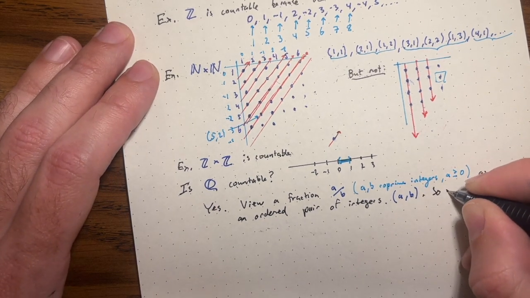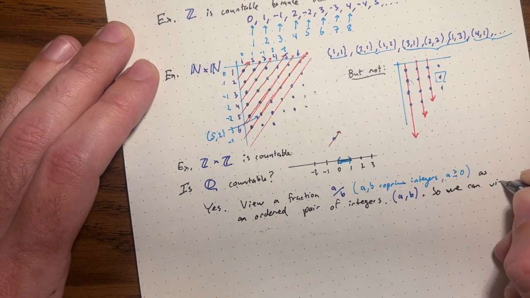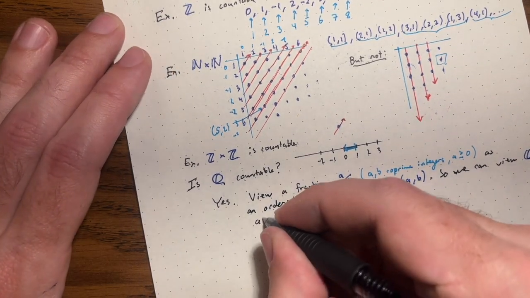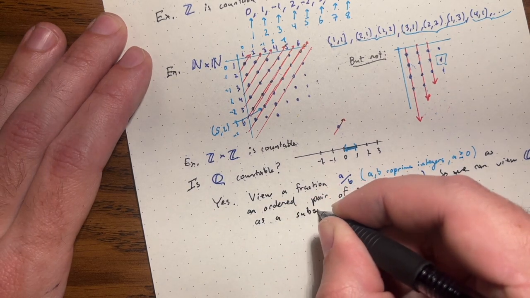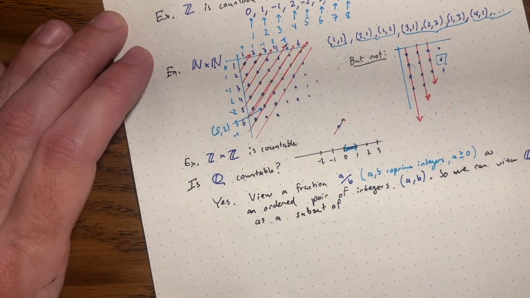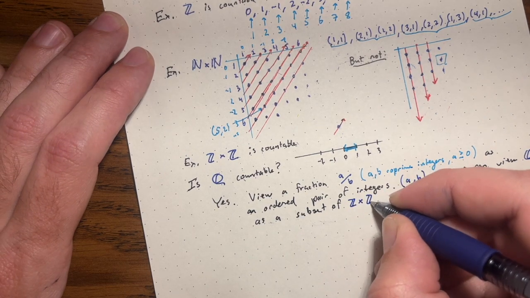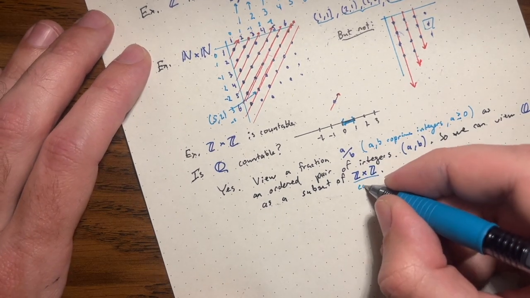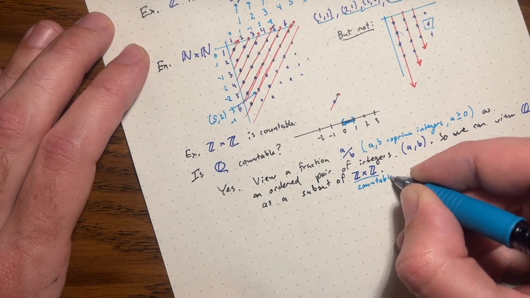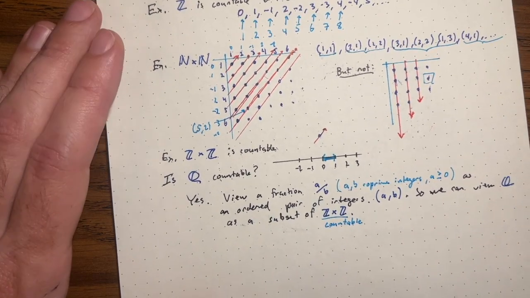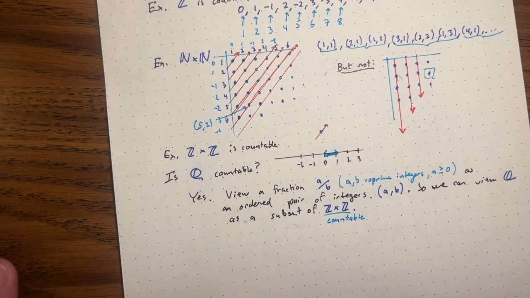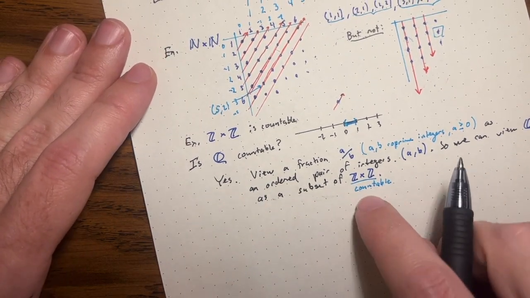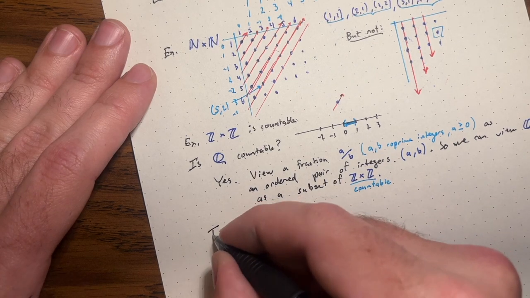So we can view all the rational numbers as a subset of Z cross Z, the set of all ordered pairs of integers. Okay, and this is countable. And so intuitively, a subset of a countable set should be countable, right? If you have a smaller set, that should certainly be countable. What's the reason for that? So why is there going to be a bijection of the smaller set to N?